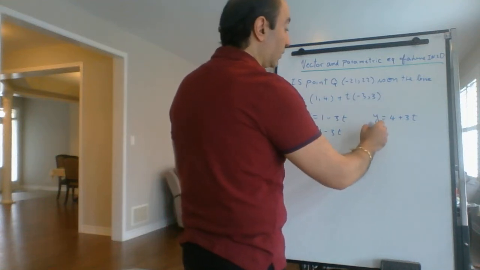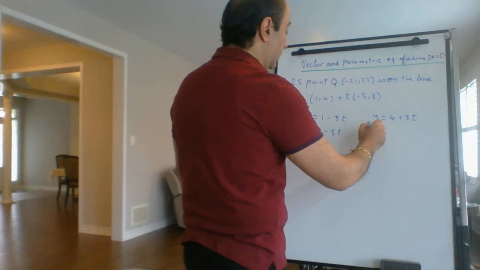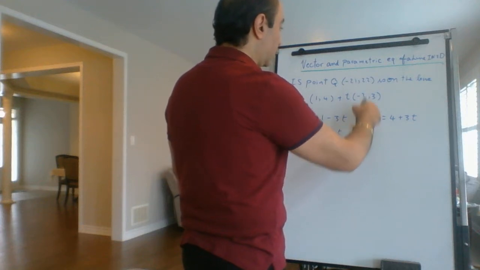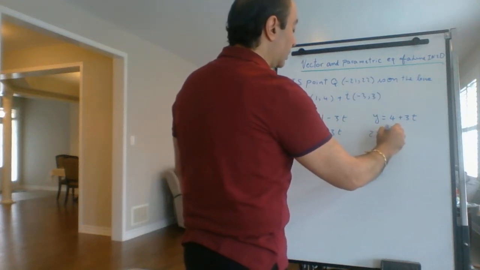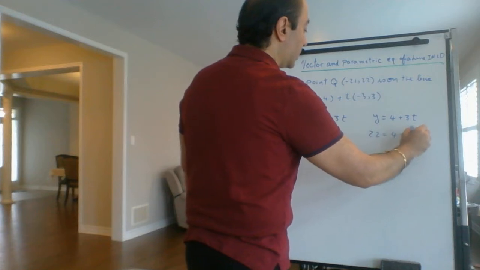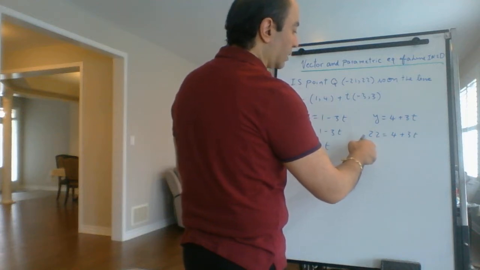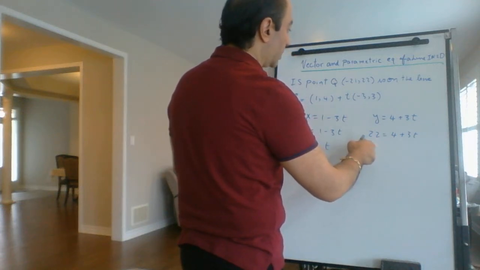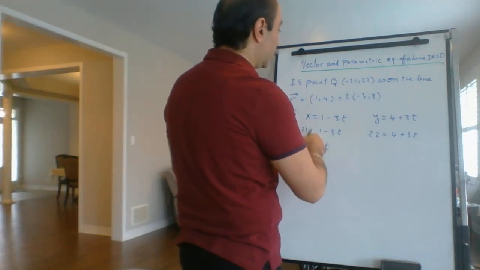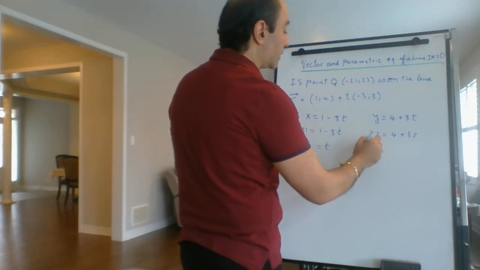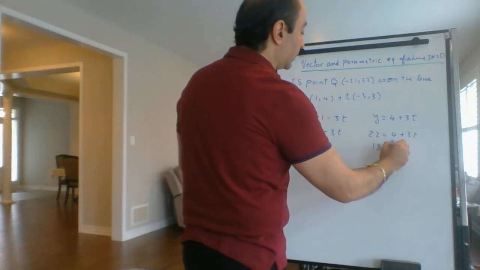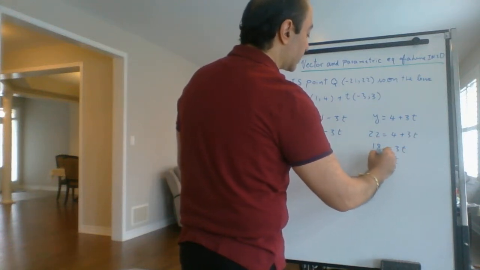Let us solve for t here. If this is the coordinate, it will be 22 equals 4 plus 3t, so 18 equals 3t, that means t equals 6.